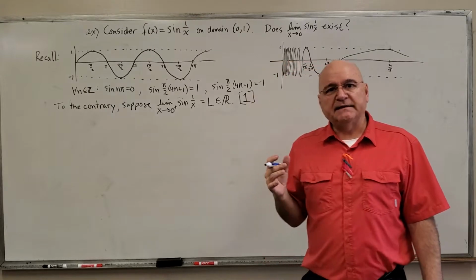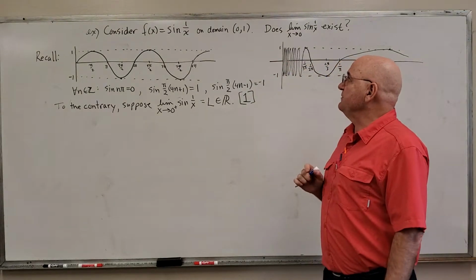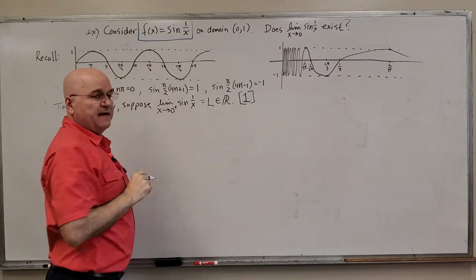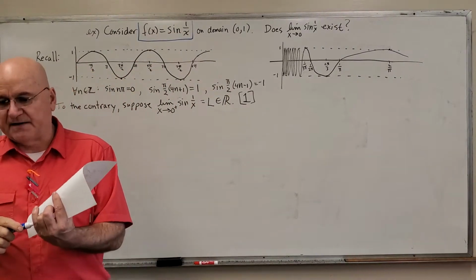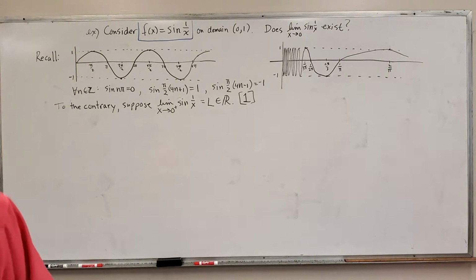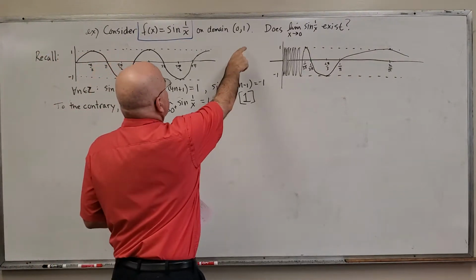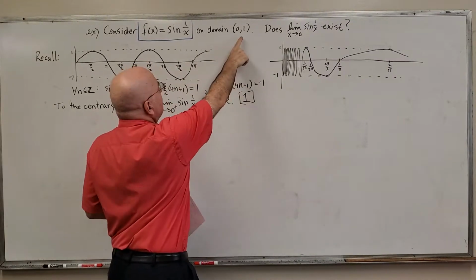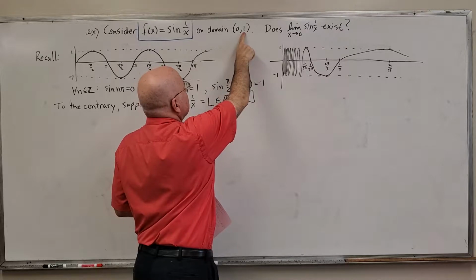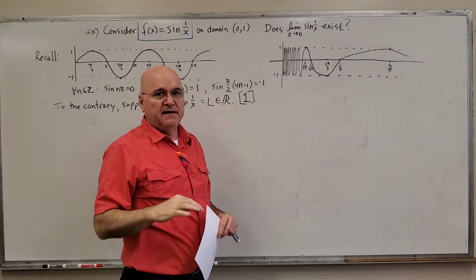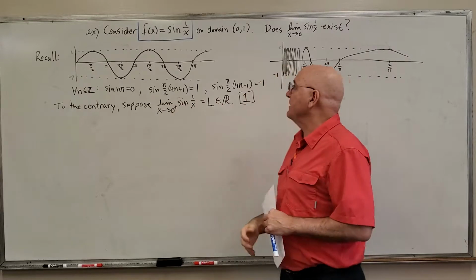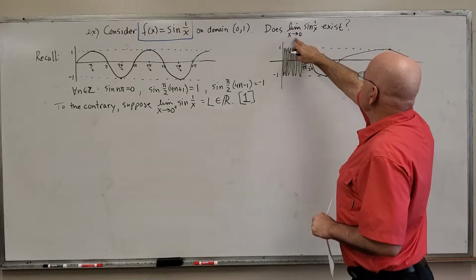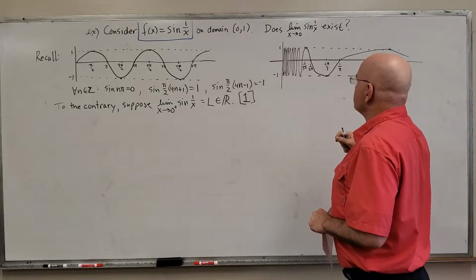Our next example is a little bit trickier, but I still think it's a function that you've seen before. f of x equals sine of 1 over x, and the domain is just from 0 to 1. The problem wouldn't change if the domain went from 0 to 2 or 0 to 5 or 0 to infinity, but we're not considering 0 or negative numbers. So does the limit as x approaches 0 of this function exist?